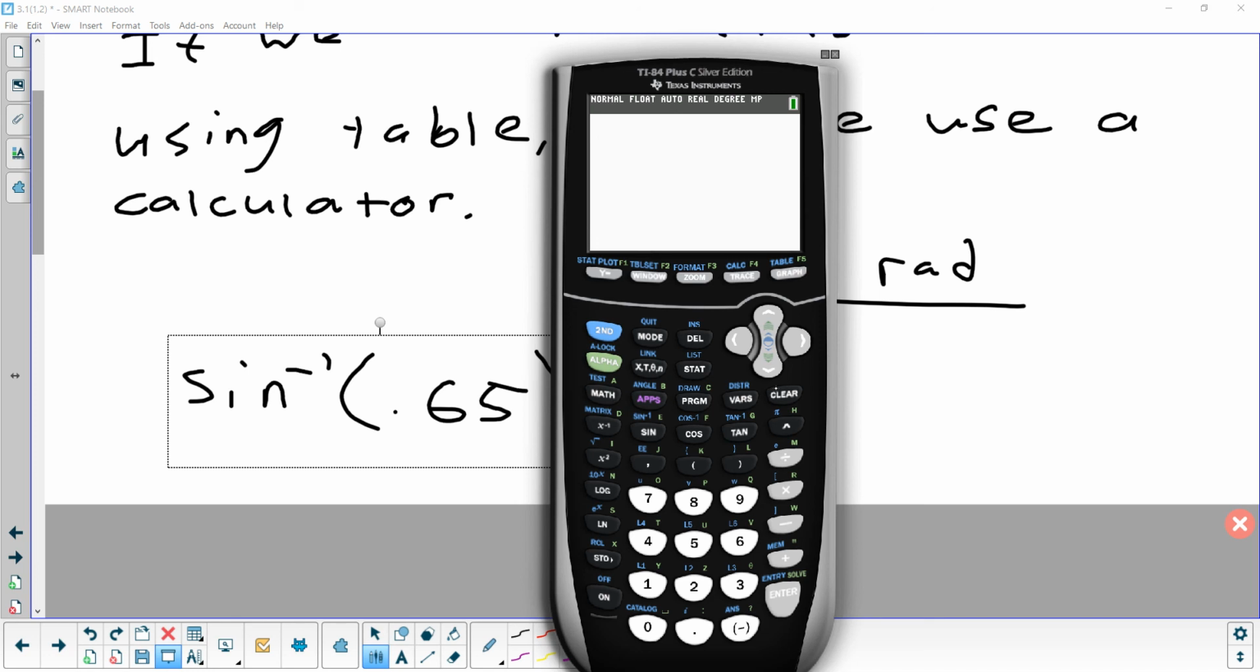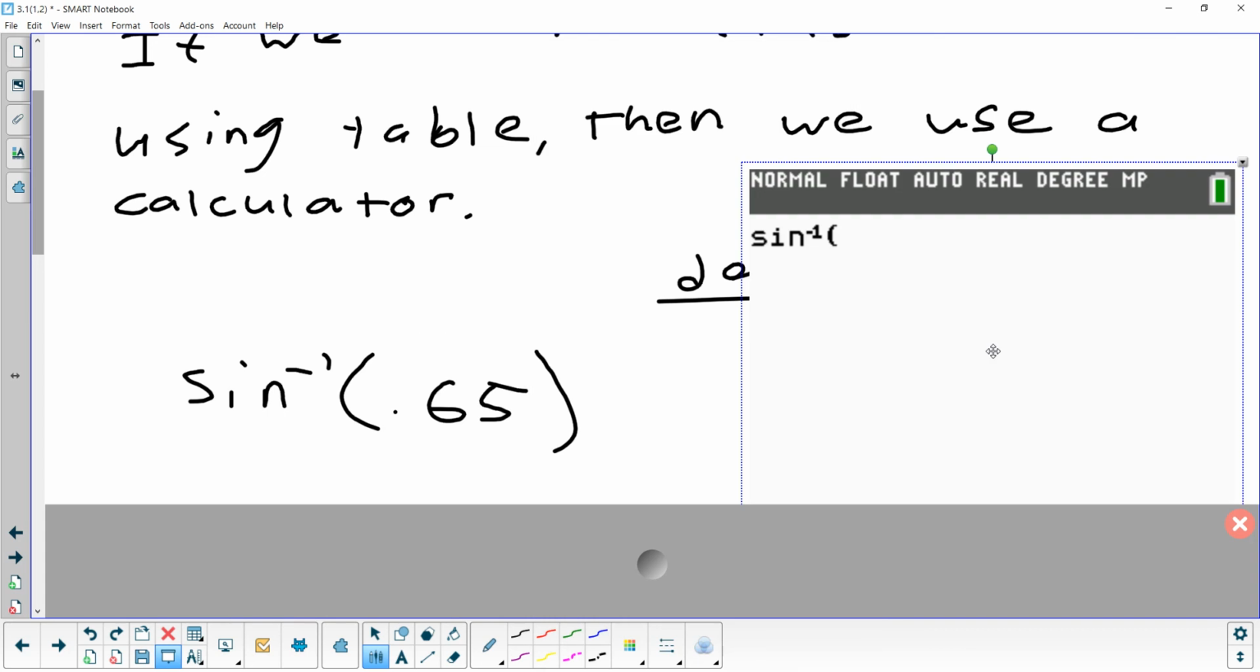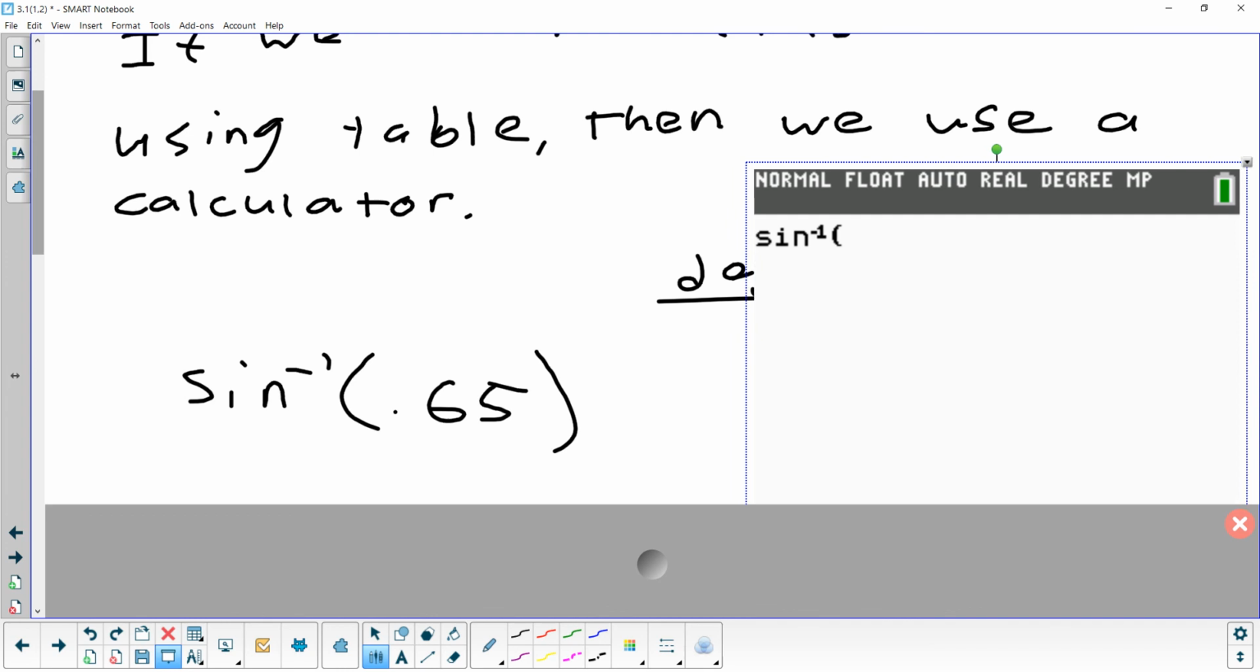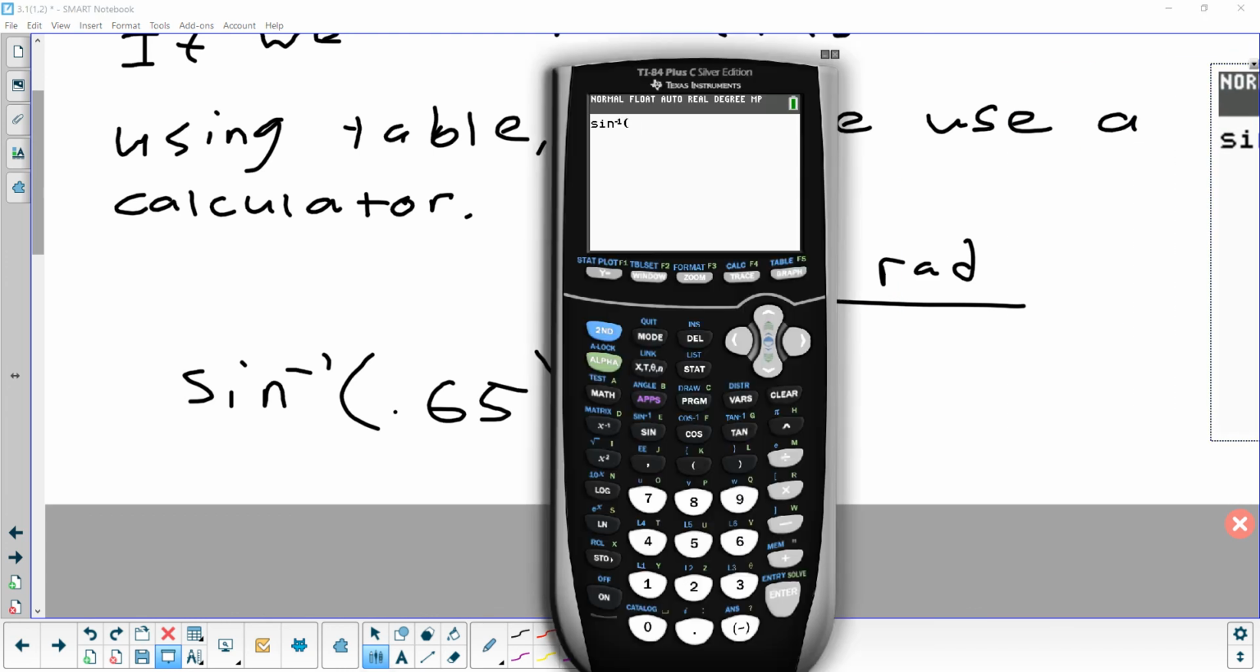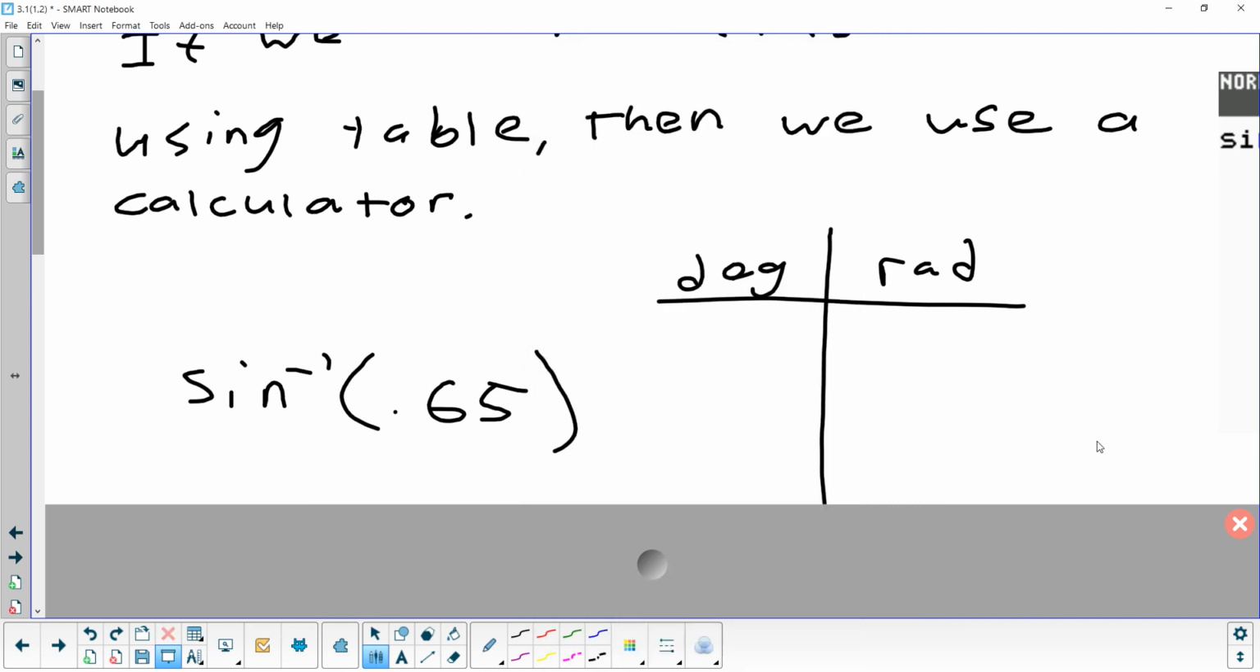And a lot of times to do inverse trig, you have to press the second button. On some calculators, they might call it shift. But on mine, it's called second. Second, sine. When I do that, I get a sine with a -1. That's inverse sine. So, once you get the inverse sine function, tell it the number you want to plug into it, close your parenthesis, and the answer in degrees is 40.54.